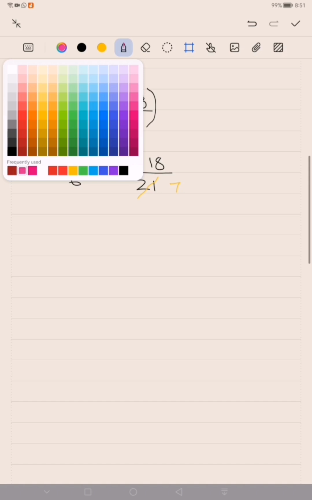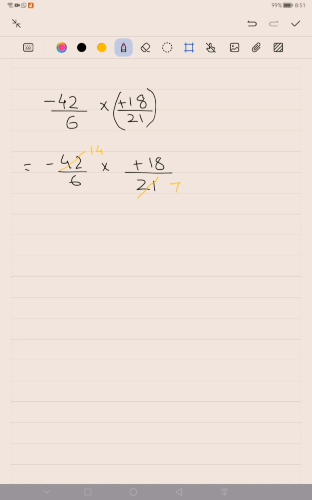Now let's see if 18 can be divided by the second denominator, 6. 6 times 1 is 6. 6 times 3 is 18. Now what are we left with? Minus 14 over 1 multiplied by plus 3 over 7. Now can you see, is there any other denominator and numerator which we can simplify? Yes, there is. 7 times 1 is 7 and 7 times 2 is 14. So what are we left with? Minus 2 multiplied by plus 3.